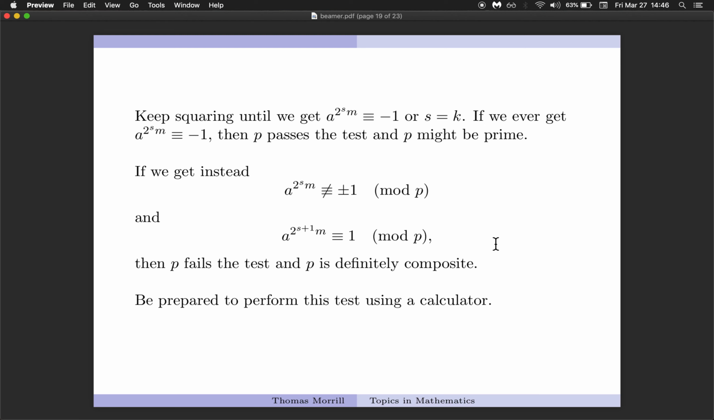Again, this is a fairly simple calculation to do. We just take p minus 1, divide out all the 2's, and do some repeated squaring in modular arithmetic. So we've been doing these kinds of things in class for a while. We just have a slightly different goal this time around. So please do be prepared to perform this on your own, using a calculator for the factorization in the modular arithmetic.